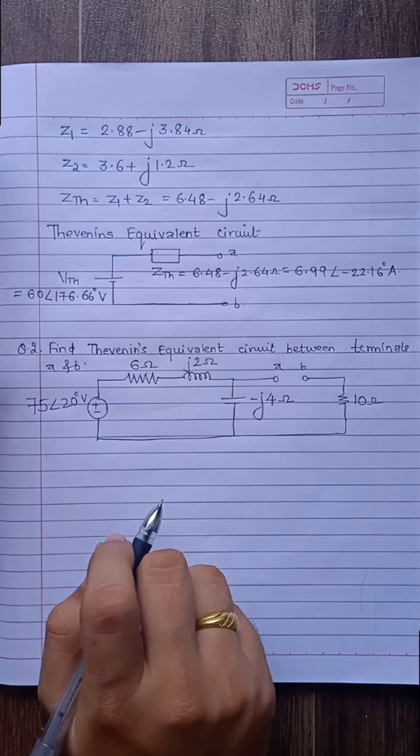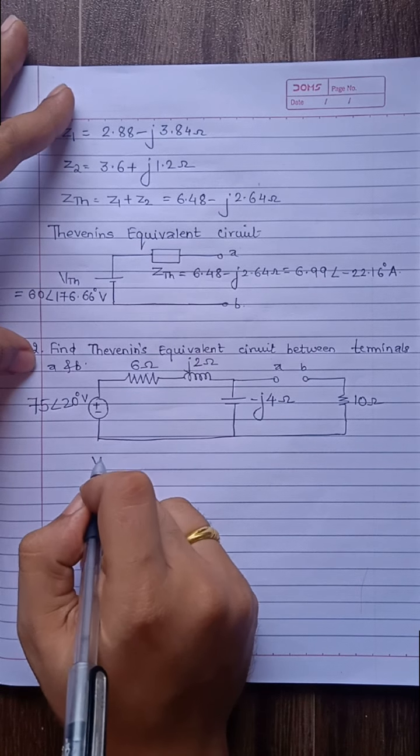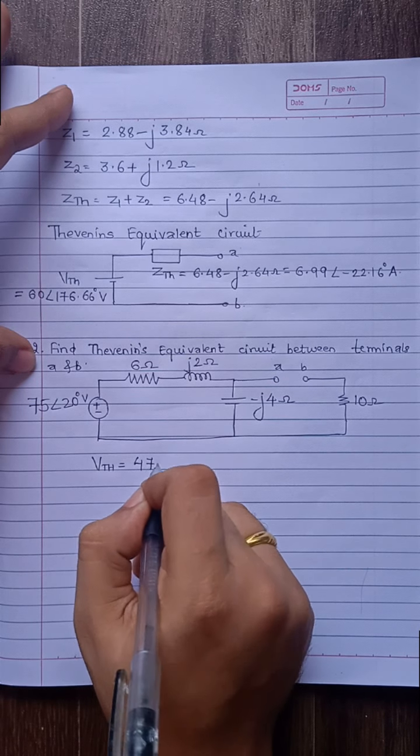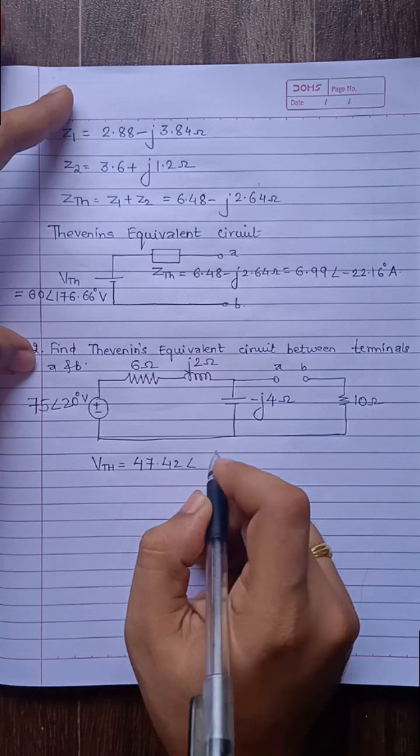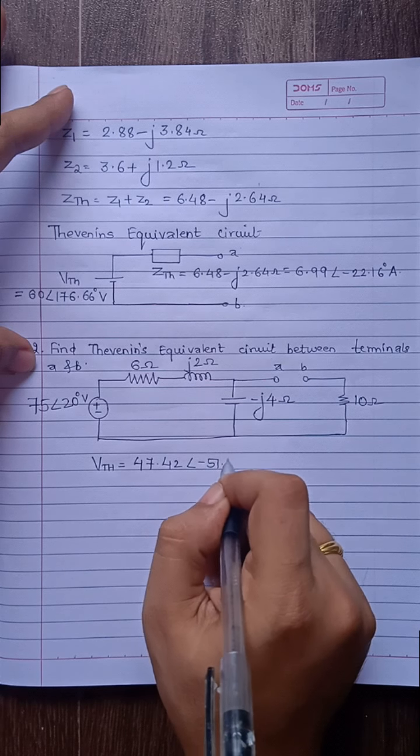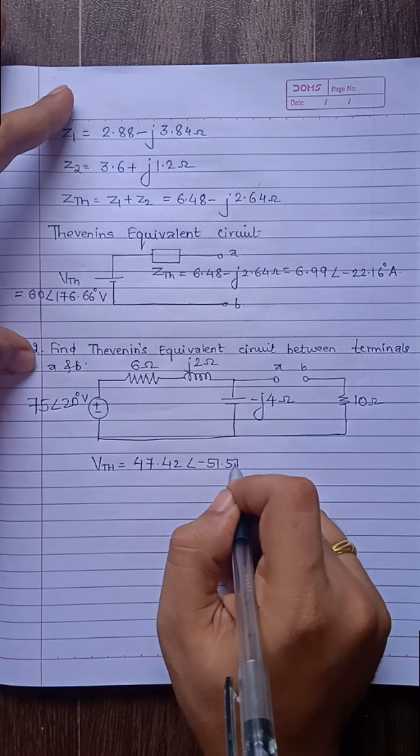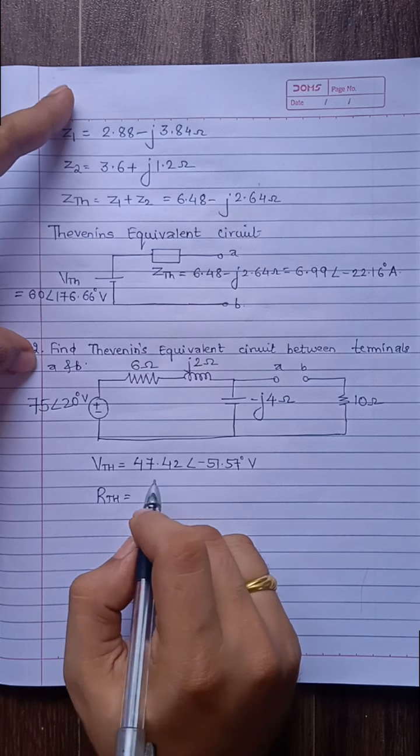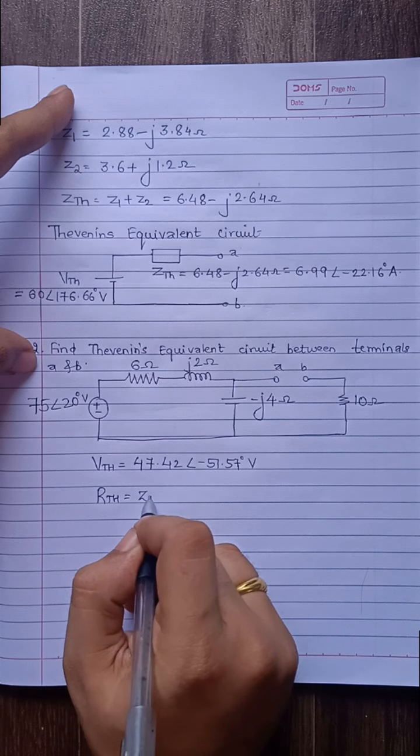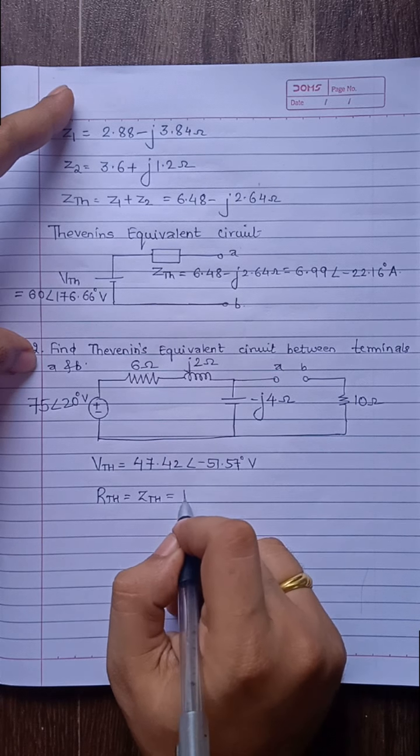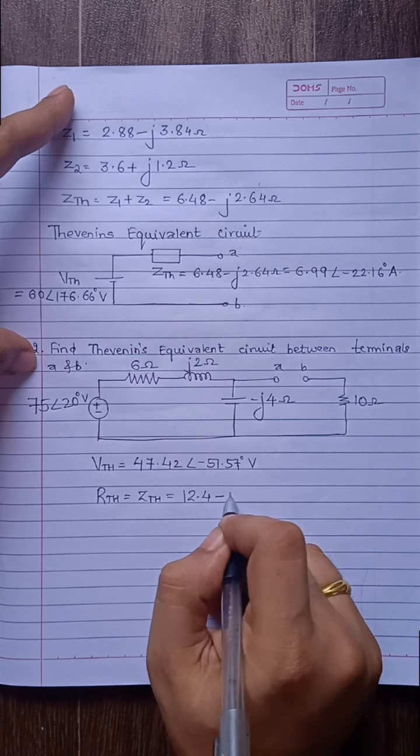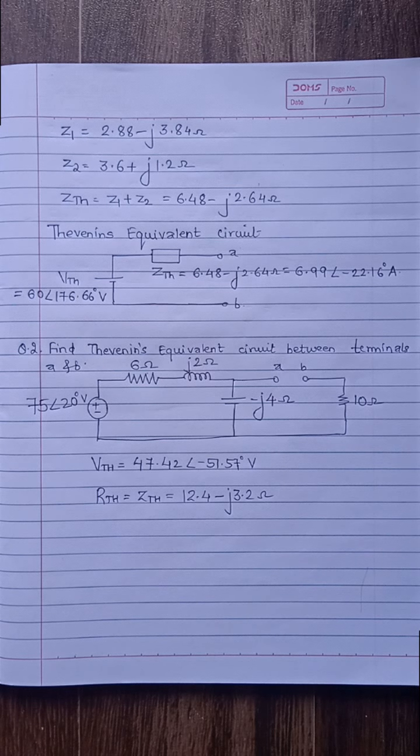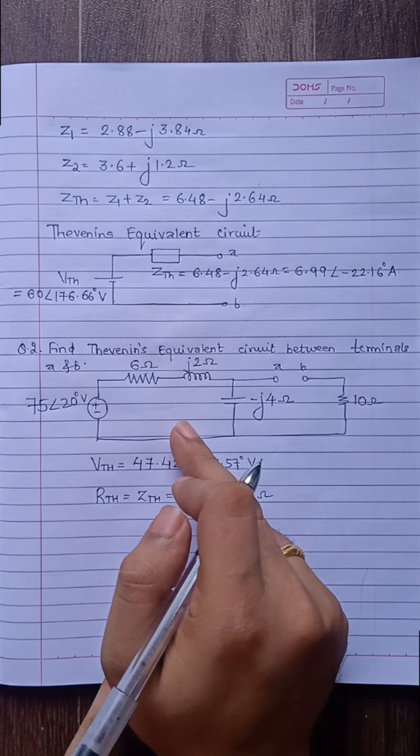The answers you should get for this are VTH 47.42 angle minus 51.57 degrees volts, and RTH, or you can say ZTH, you should get as 12.4 minus J3.2 ohms. So these are the values of VTH and ZTH you should get for this problem.